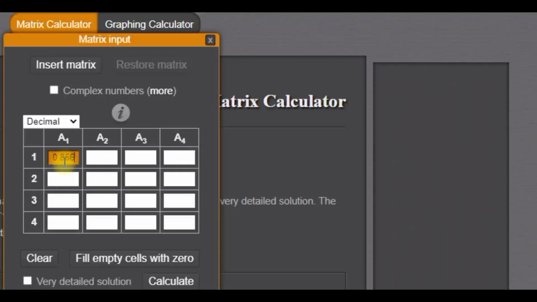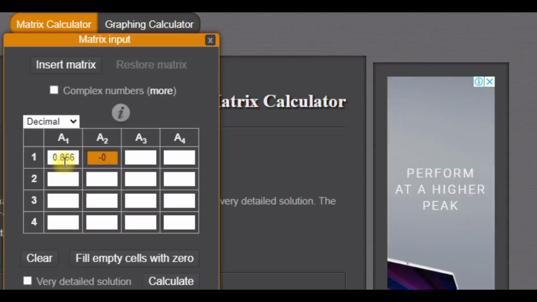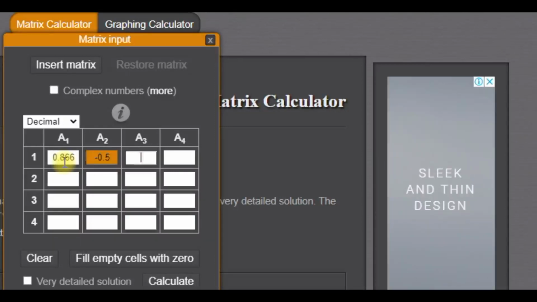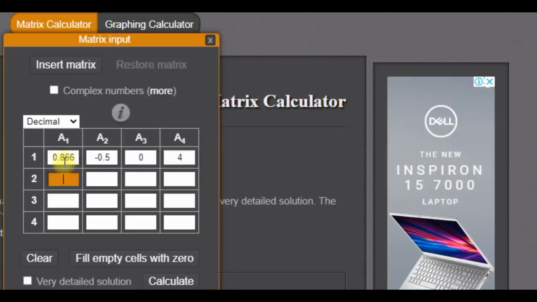0.866, then 0, then minus 0.5, then 0, then 4, then 0.5, then 0.866, then 0, then 3, then 0, 0, it is 1, 0, 0, 0, 1, then calculate.